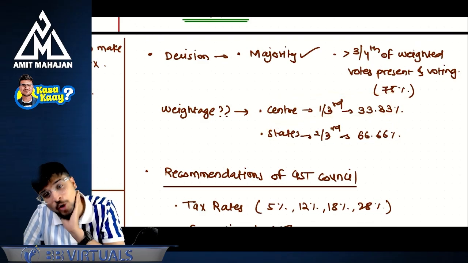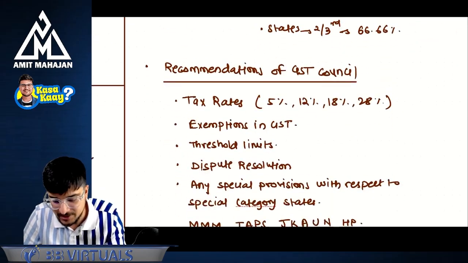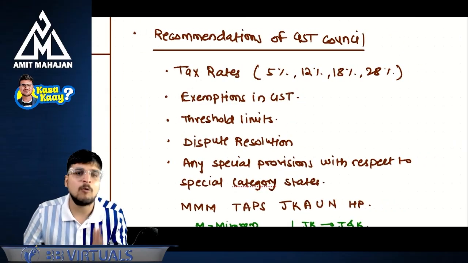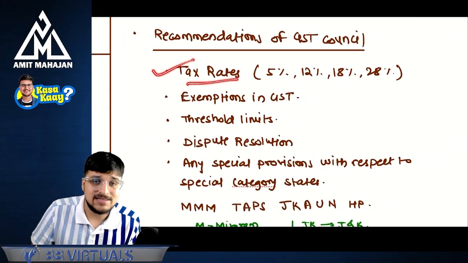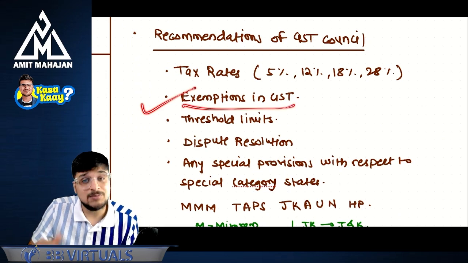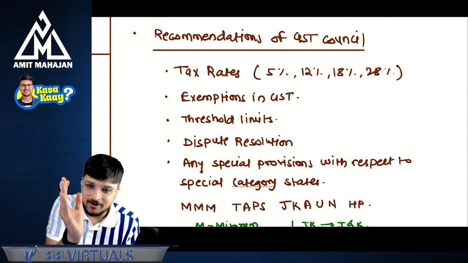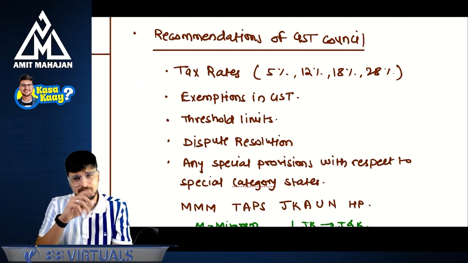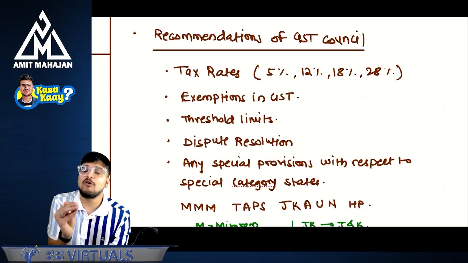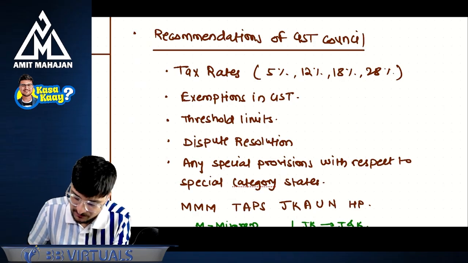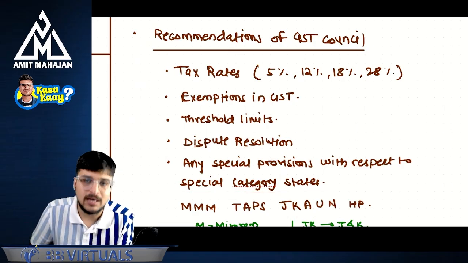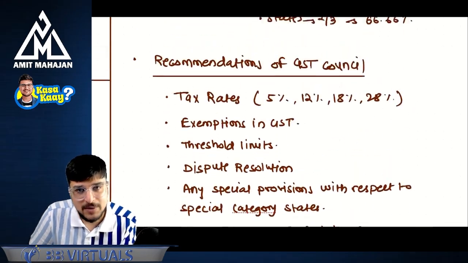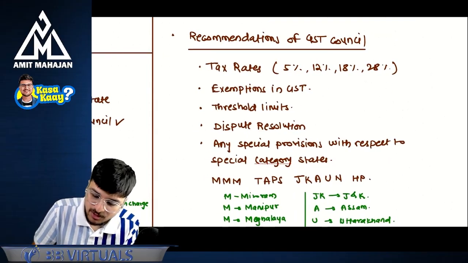Understanding? So this is a very well thought-out point which is inserted. So what are the recommendations of the GST Council? Again, a one-time read. They can identify the tax rates. They can identify the exemptions in GST. They can set threshold limits. They can do the dispute resolution. If they want to make any special provisions with respect to special category states, they can do that. And which are the special category states? These are the special category states. So basically, these are the recommendations of the GST Council.